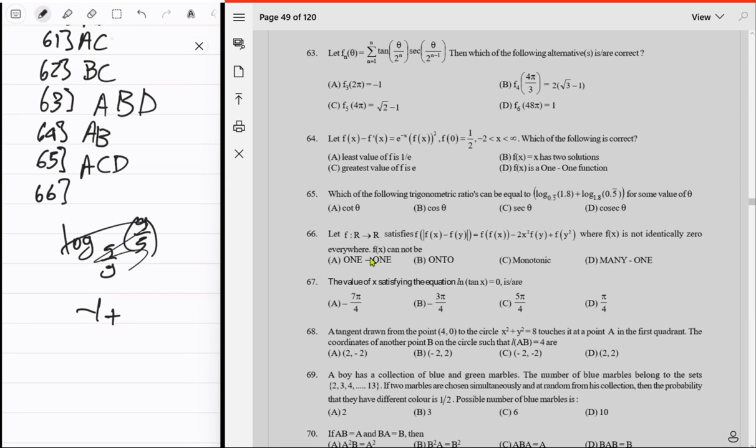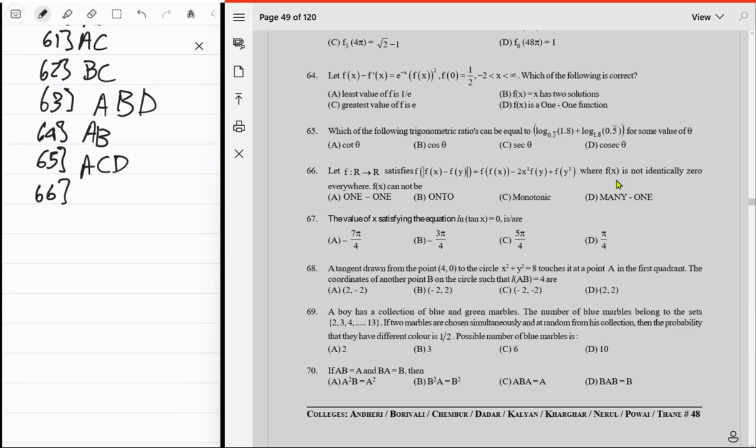66. What kind of question was this? Next question. Let f from real to real satisfy this thing, where f is not identically 0 everywhere. f of x cannot be identically 0 everywhere. So f of mod of f of x minus f of y is equal to f of x minus 2y square f of x plus f of y squared. Oh god, not going good, huh? I guess that might work out somehow.